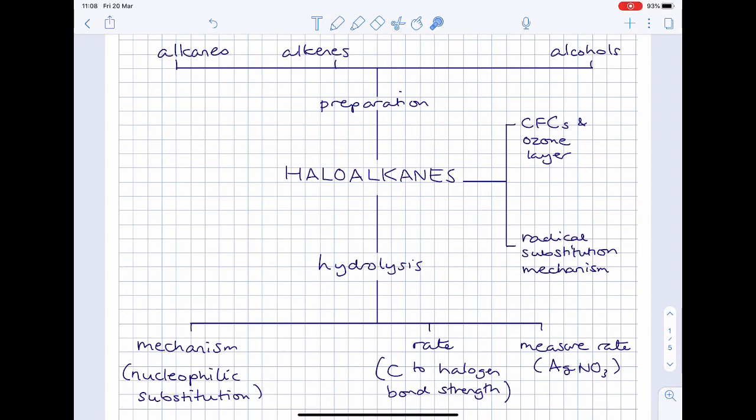So today we're going to look at the second part of our topic of haloalkanes. Yesterday we looked at how to prepare haloalkanes from alkenes, and the new reaction we looked at with alcohols and sodium halides and concentrated sulfuric acid. We're going to look at the main reaction of haloalkanes today, and that's hydrolysis. So we're going to focus today on the mechanism, and we're going to look at the rates of hydrolysis in another video.